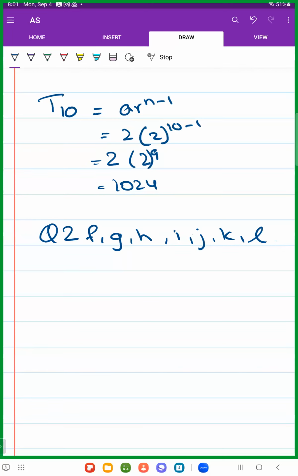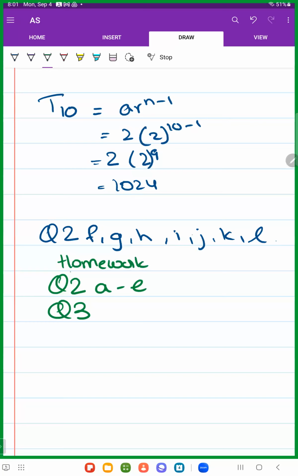So right now we're done with question 2. We did question 1 as well. I just want you to do question 2, A to E, and question 3 as homework, all right? And check it at the back as well. Okay?